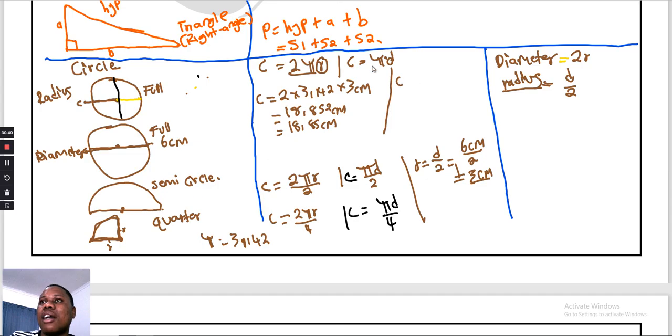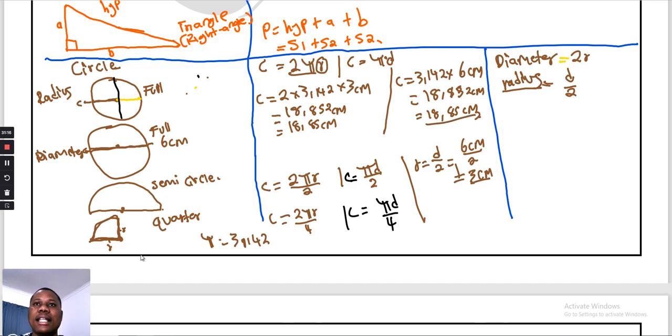Then let's come to this side. We're going to have 3.142 multiplied by our diameter. Our diameter is 6 centimeters. So it's going to be 3.142 multiplied by 6 centimeters, which is equal to 18.852 centimeters, which is the same as 18.85 centimeters when we have rounded off.